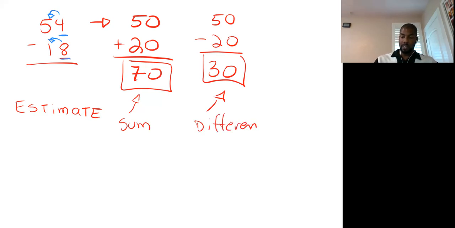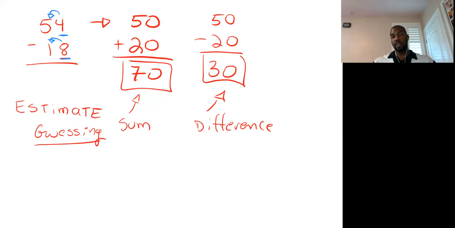All right, and that's basically it. So what did we learn today? When we're estimating, we are guessing, right? We are guessing as to what the answer might be. We're not going through all the math. We're not solving everything. We're rounding to our nearest large number to figure out what it's going to be.